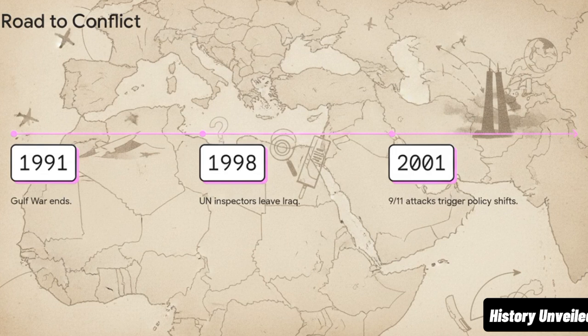The seeds of the 2003 conflict were actually sown way earlier, back in the turbulent 1990s. Think about it. In 1991, the Gulf War ends, but that regional tension never truly goes away. Fast forward to 1998, and UN weapons inspectors pull out of Iraq, creating a massive intelligence blind spot for the international community. And then we hit 2001. The devastating September 11th attacks trigger an immediate, highly aggressive shift in global security protocols and how we assess threats.